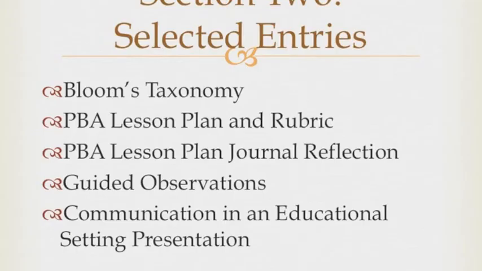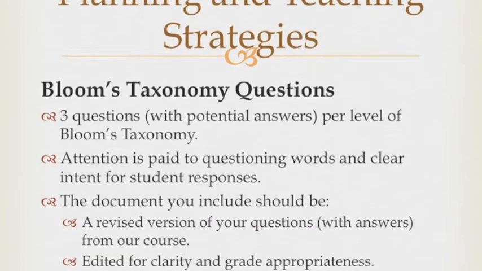The items that are in Section 2 are the Bloom's Taxonomy assignment, the performance-based activity lesson plan, and the rubric that's associated with that lesson plan, and the performance-based lesson plan journal reflection. The guided observations are also included in here, as well as a communication educational setting presentation, which we will complete in our course. The Bloom's Taxonomy assignment is an assignment we will talk about in class.